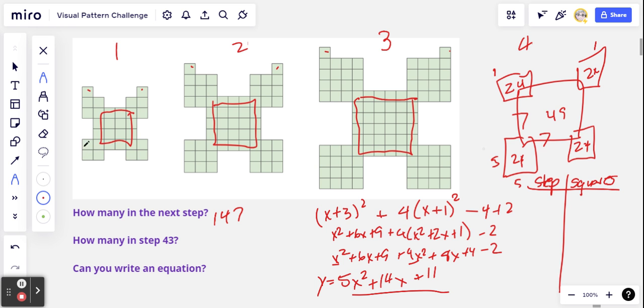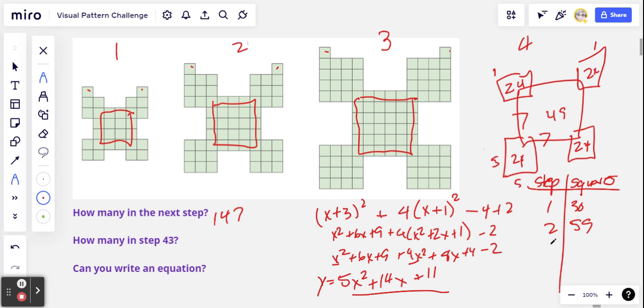So 4 and then 2, 6, 8, 10, 12, 14, 16, 18, 20, 22, 24, 26, 28, 29, 30. So I'm getting 30 in step 1. Let's do the same here. I am getting 59 in step 2. Let me get to step 3 here. This is going to take a little while. Oh my goodness.